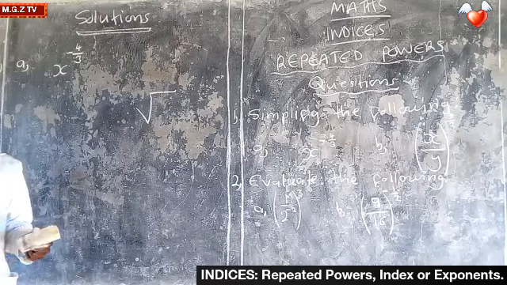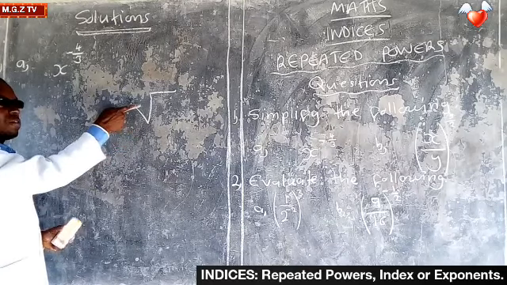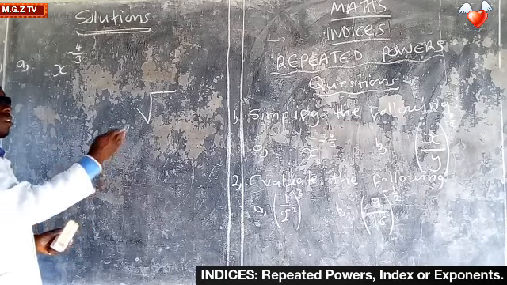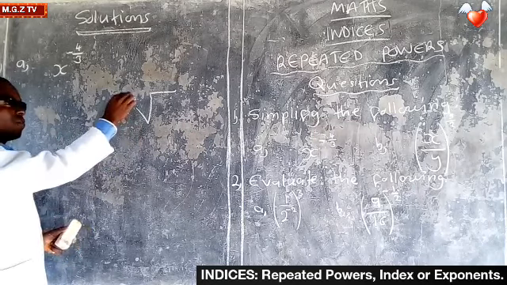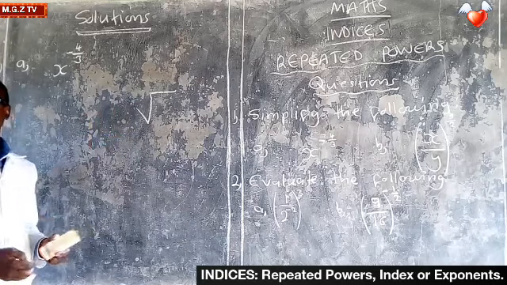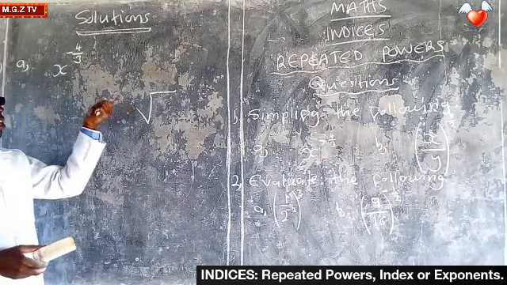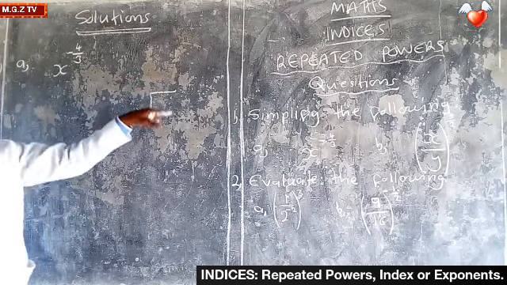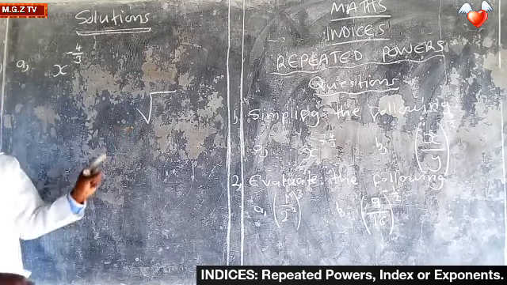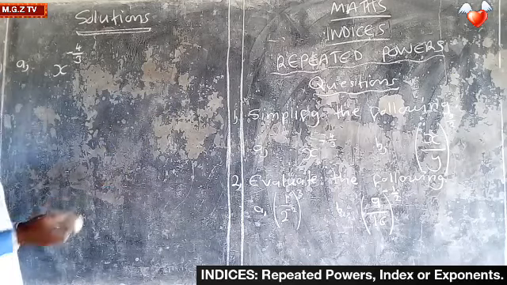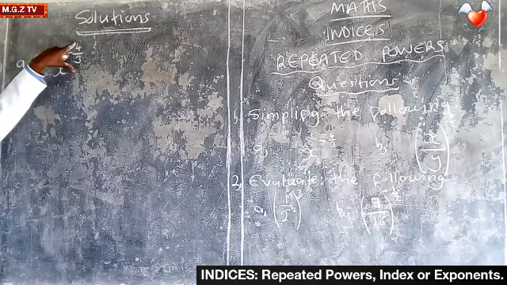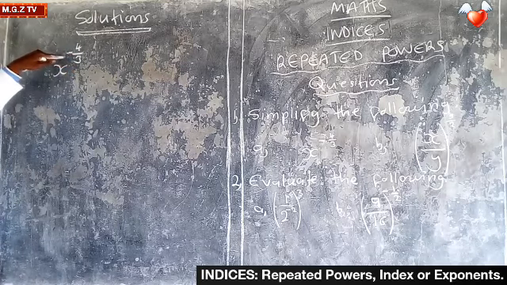It only qualifies to be called a square root if there is a 2. It qualifies to be called a cube root if there is a 3, a fourth root if there is a 4, and so on. But this symbol is called a root. So, since the power is a fraction, what we do is introduce a root.